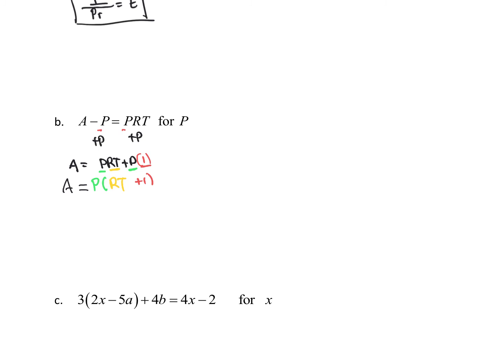So now I have A equals P times RT plus 1. It says that I want to solve for p. So I need to move everything away from it. I'm going to divide by RT plus 1. So my answer is, oops, I wrote the wrong thing. RT plus 1. So my answer is A over RT plus 1 equals P.